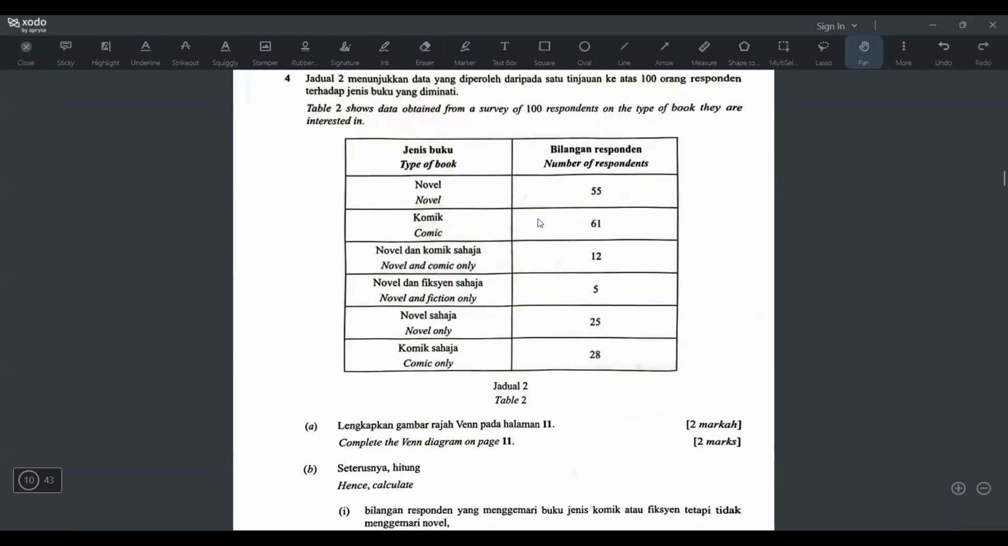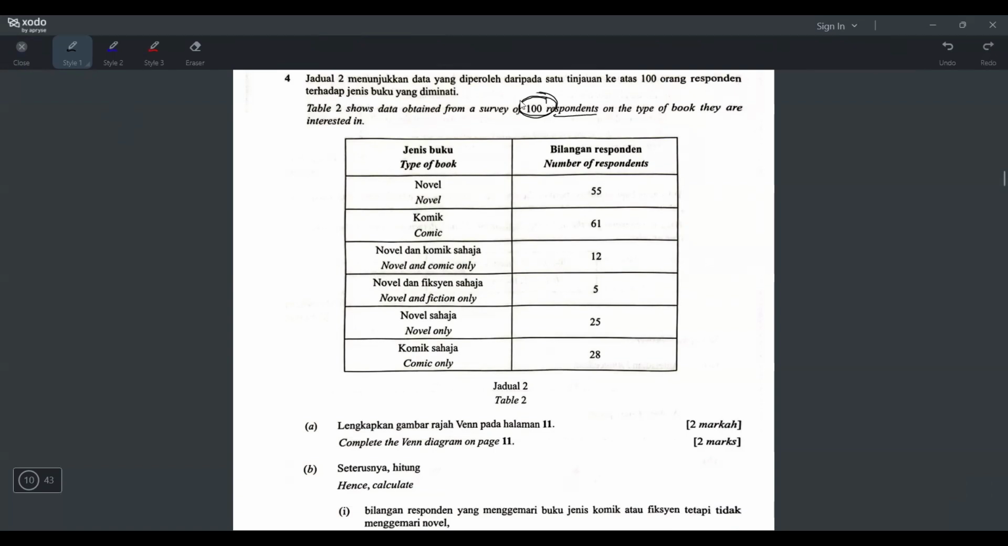Sudah siap. Okay, let's continue with question number 2. Okay, number 2, number 4. Table 2 shows data obtained from a survey of 100 respondents on the type of book they are interested in. Okay, I'm sure this 100 will be very important later, right?